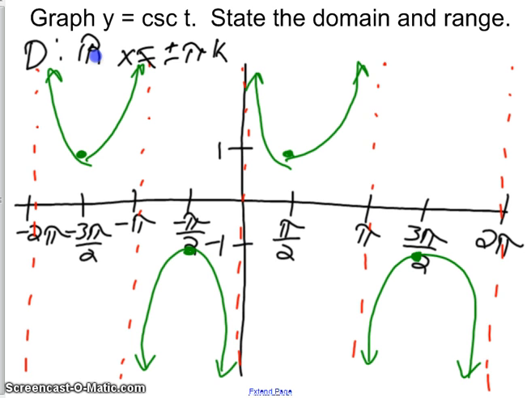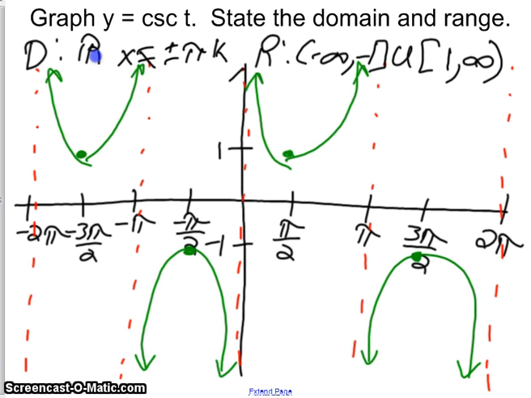And what's the range? Same thing as last time. Good. Perfect answer. The range is all of the numbers between negative infinity and negative 1, and the union of that set and the set from 1 to positive infinity.